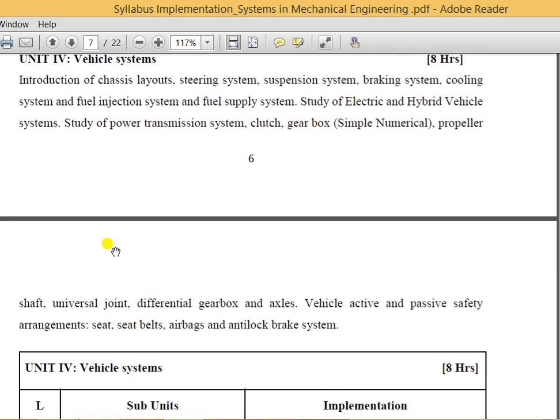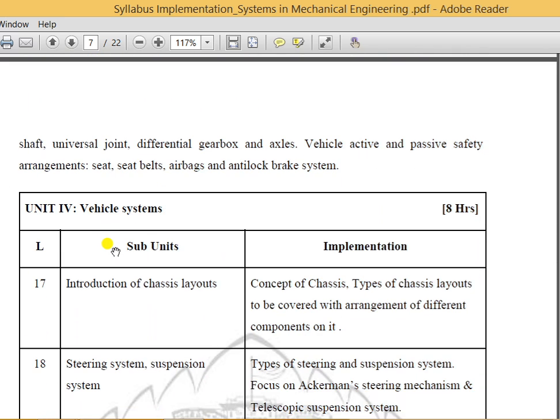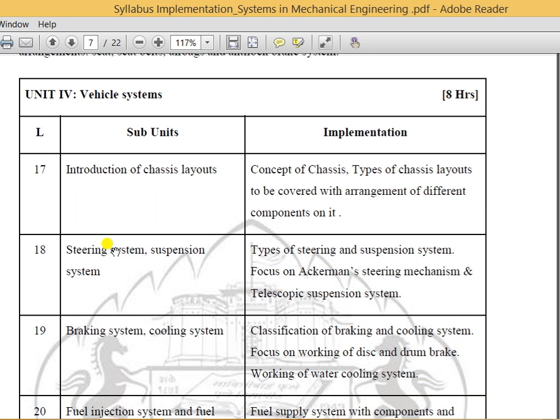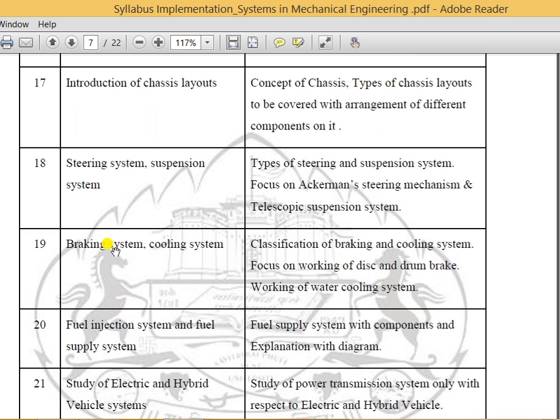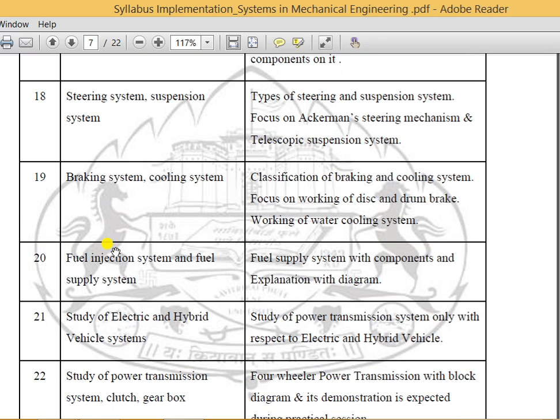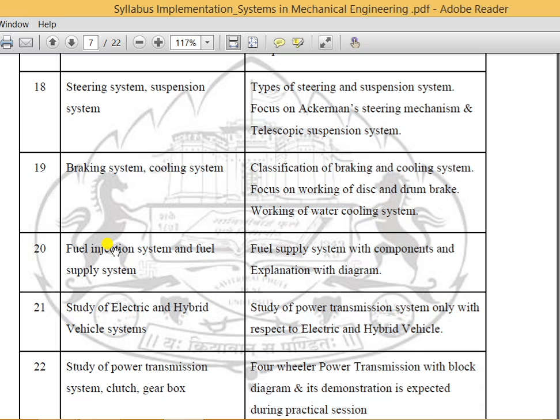In case of vehicle systems, try to concentrate on the chassis layouts. Its two-dimensional figures are very important. Then the systems like steering, suspension, braking, cooling, fuel injection, all these systems. Don't go into very much detail. First of all, what do you mean by a system? What are the various components of the system? What are their functions? And any one type.